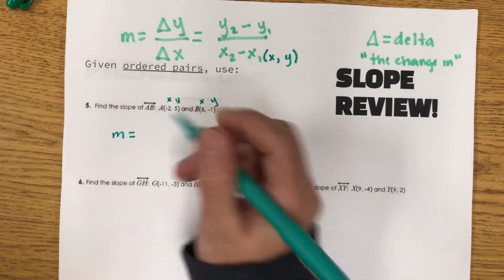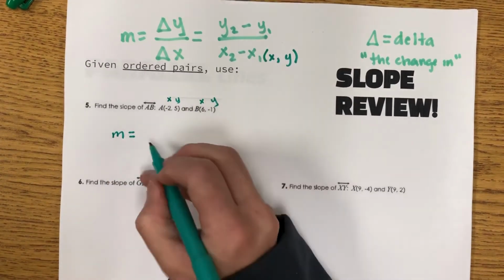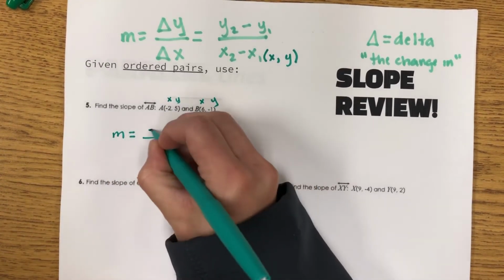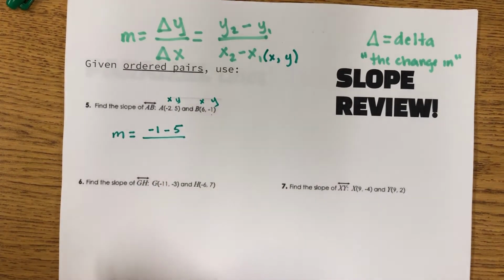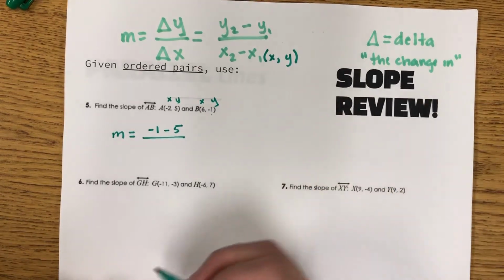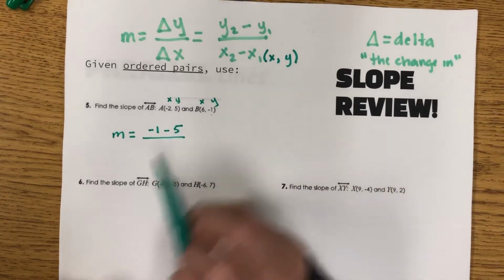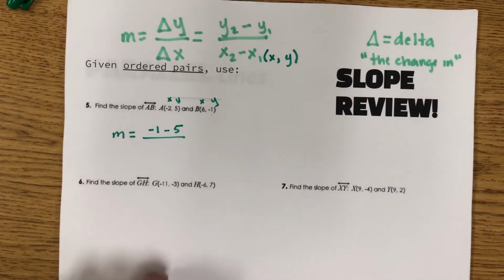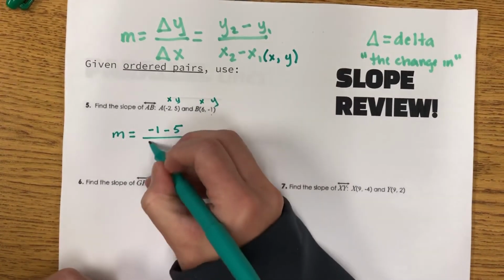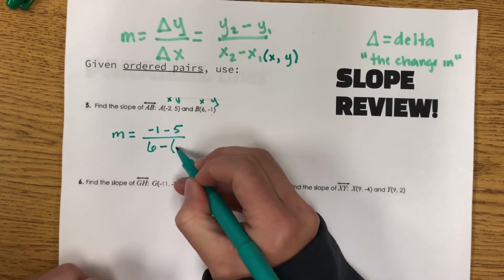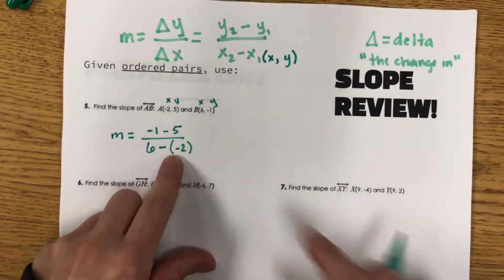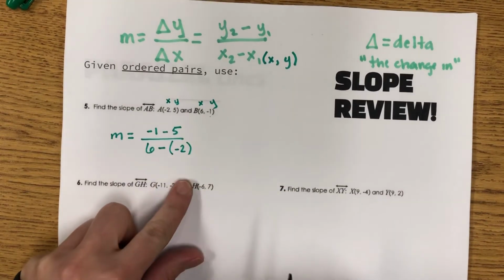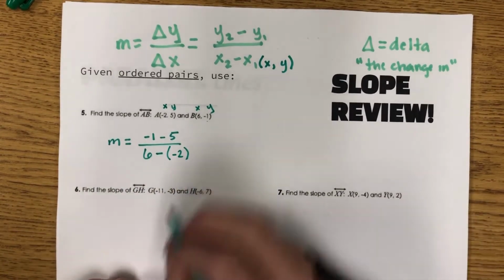M equals, we're going to do y2 minus y1. So we're going to start with y2, which is negative 1, minus y1, which is minus 5. So that'll be our numerator for the change in y. And then for the run, or the change in x, we're going to look at both of our x points. So then 6 minus a negative 2. Anytime you are subtracting another negative like this, be sure to put that in parentheses so we don't lose that second negative. All right, so that's how it should be set up.